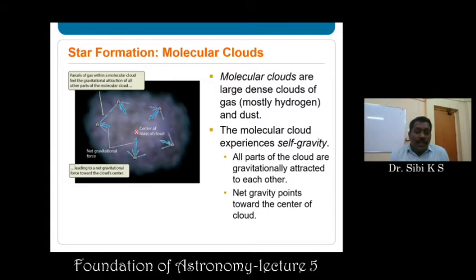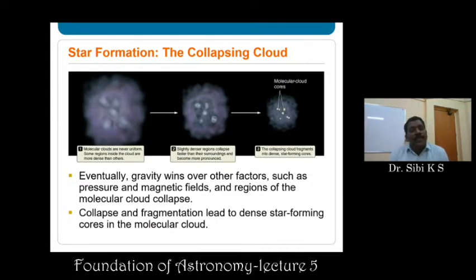All parts of the cloud are gravitationally attracted to each other. The net gravity points towards the center of the cloud, which is a very important point. Now what happens eventually? Gravity wins over other factors such as pressure and magnetic fields, and regions of the molecular cloud collapse. The collapse and fragmentation lead to dense star-forming cores in the molecular cloud, which is represented in this schematic diagram.